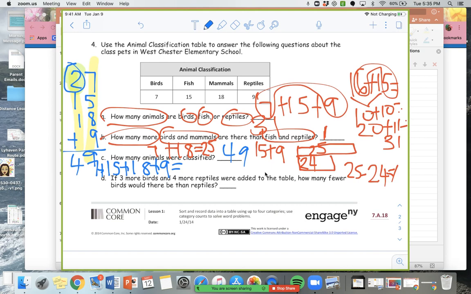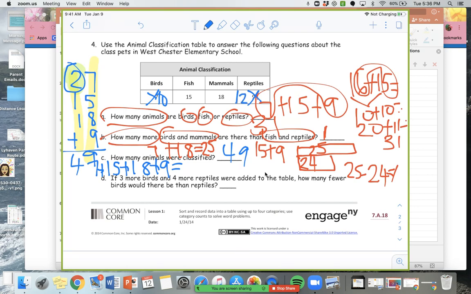Okay, question D. If 3 more birds and 4 more reptiles were added to the table, how many fewer birds would there be than reptiles? Ooh, this is tricky. Let's use our math brains. So 3 more birds. So let's pretend there are 3 more birds. So I have 7 birds. So if I had 3 more, that would be 10. 4 more reptiles. So right now I have 9 reptiles. So 4 more would be added. That would be 9, 10, 11, 12.